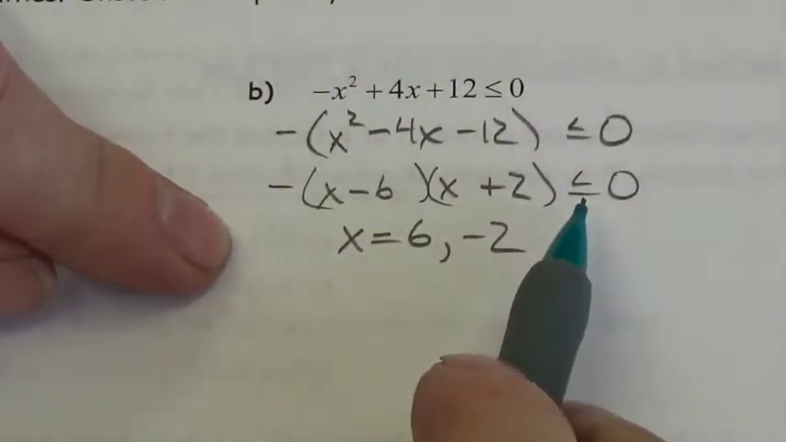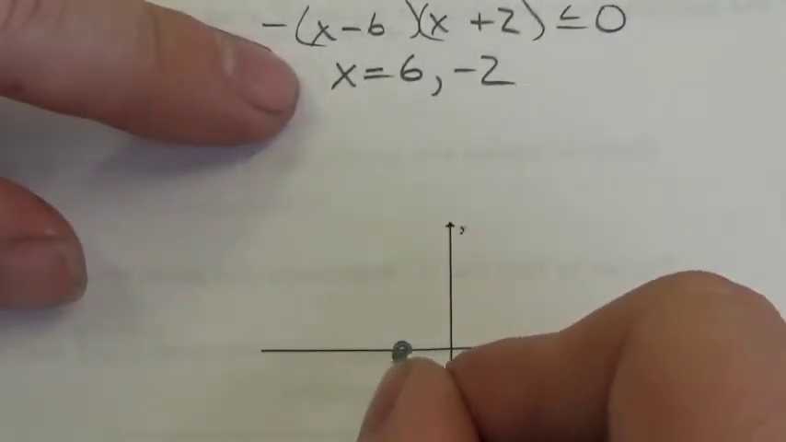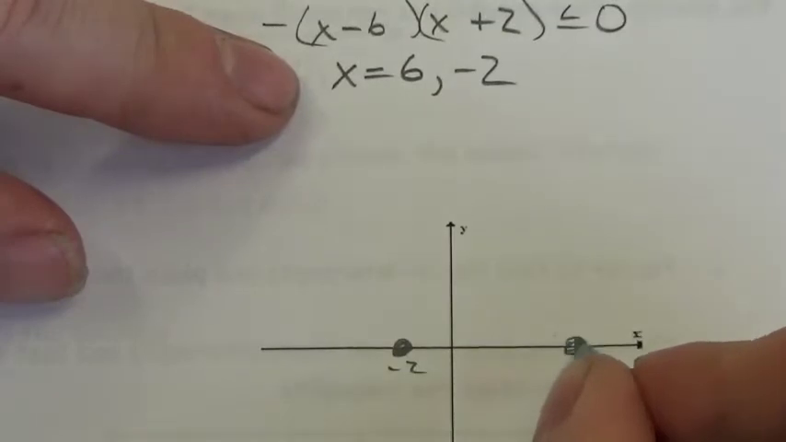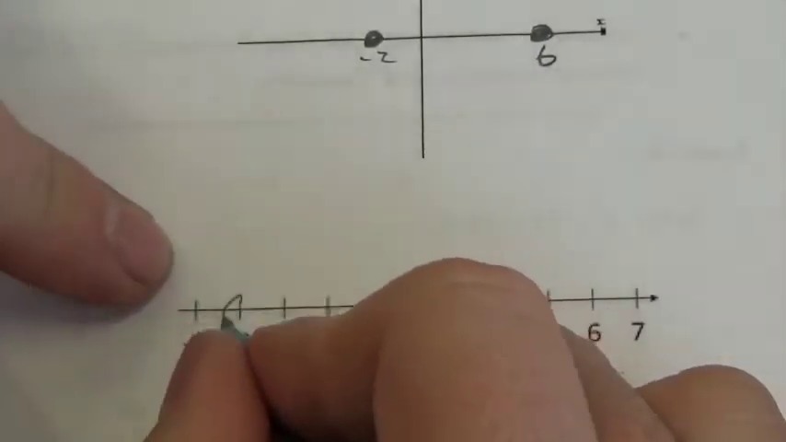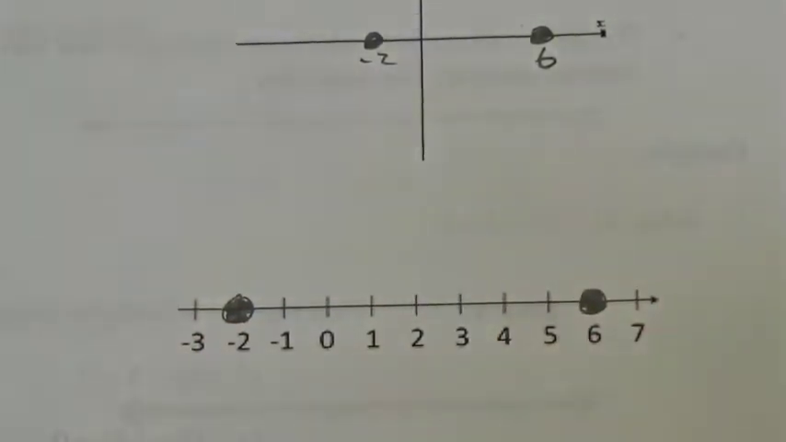Now this is an or equal to. So I'm going to plot those, and that's going to be negative 2, positive 6. Down here on the number line that I've been given, negative 2 filled in, positive 6 filled in.